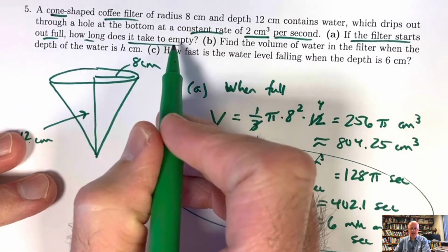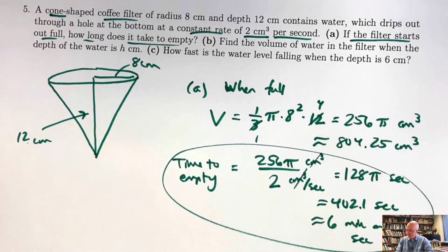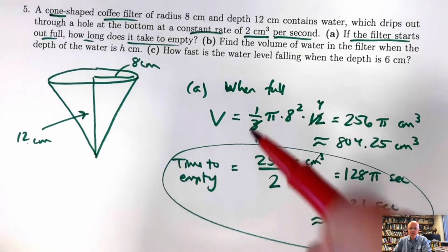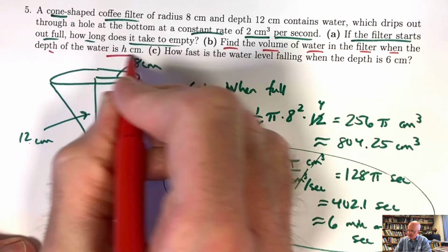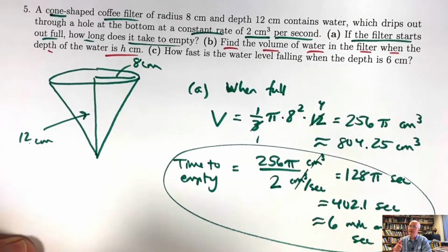How long does it take to empty? Part B, find the volume of water in the filter when the depth is h centimeters. Wait, we don't know h. It's okay. The purpose of this problem is to find the volume as a function of h.